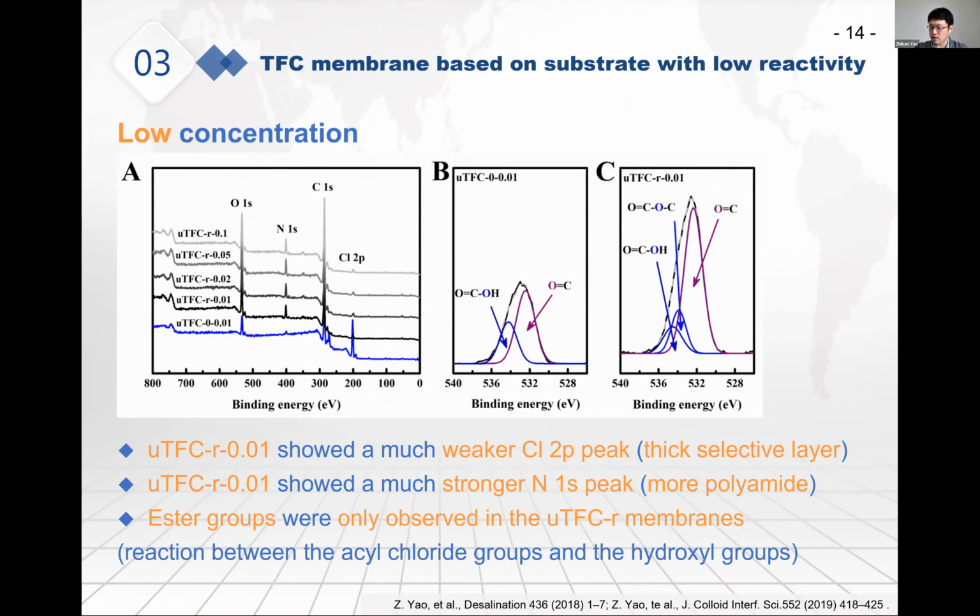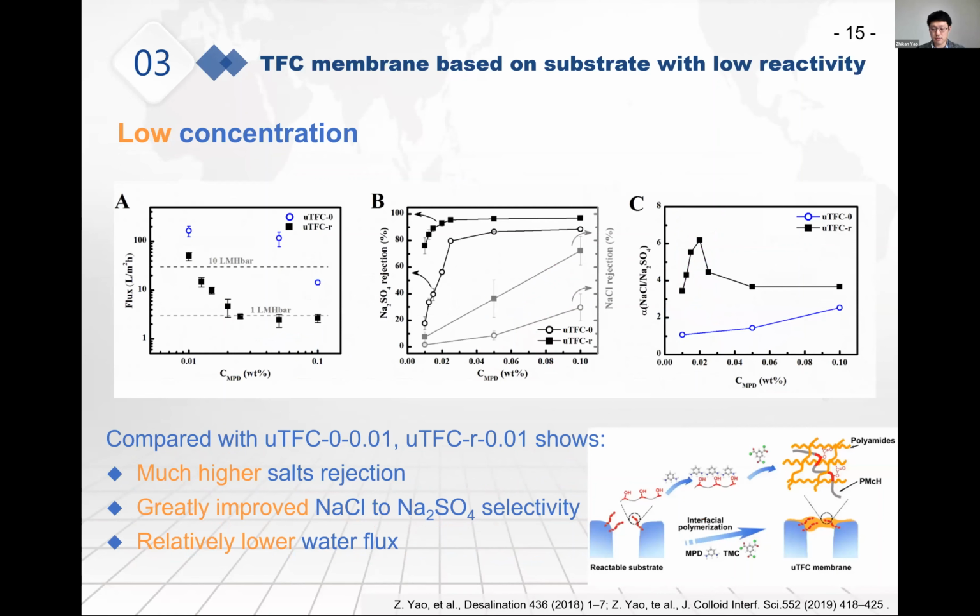Then comes the performance of the prepared TFC membranes, which is affected by the formation of defects in the selective layer. The control TFC membrane showed high water flux but low salt rejection. But the TFC membrane prepared on the reactable substrate showed much higher salt rejection, greatly improved salt selectivity, and relatively low water flux, due to the reinforcement of the thin polyamide layer by the hydroxyl group containing copolymer chains.